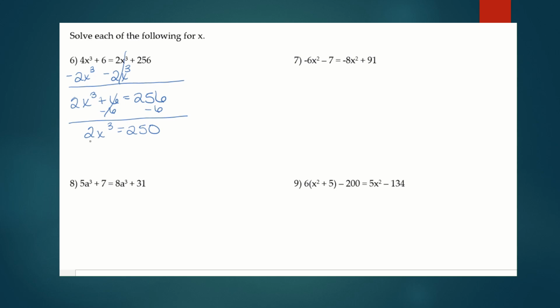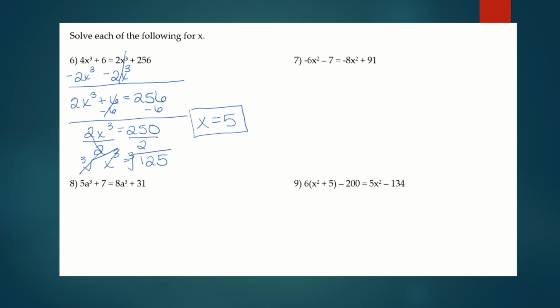To undo this multiplication, I'm going to divide, and I get x cubed equal to 125. And to undo a cubed term, I'm going to cube root. Sorry, this looks really funny. There we go. Cube root. So the cube root of 125 gives us 5. So if I were to plug in 5 for x, that would make both sides of my equation equal. It would make this equation true.